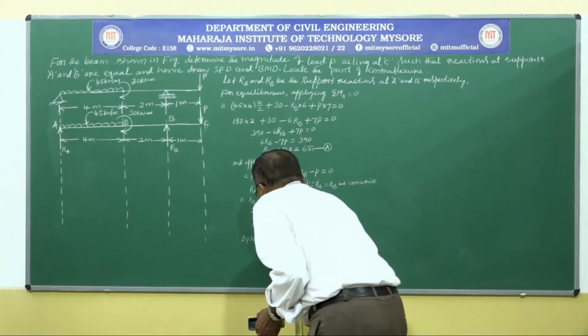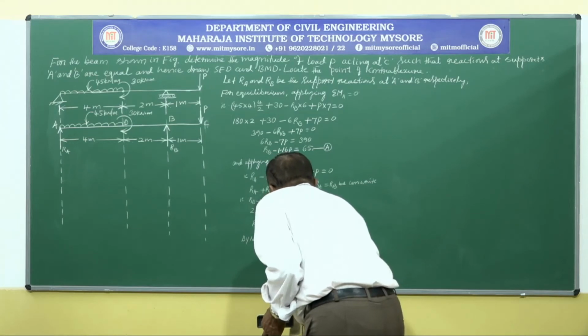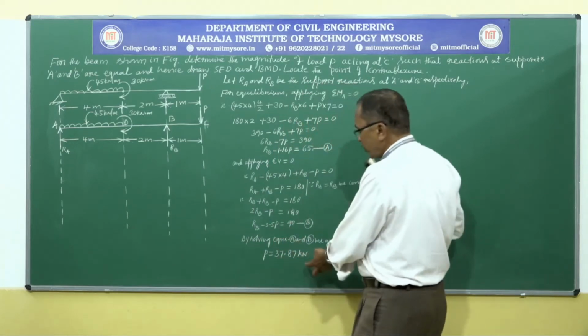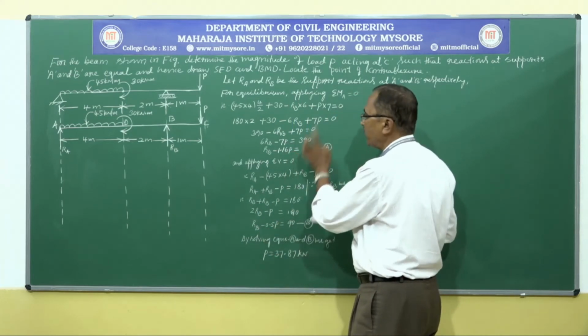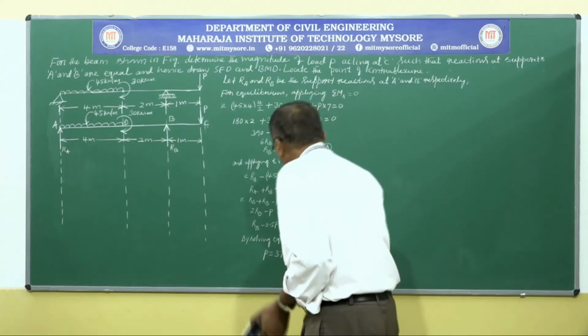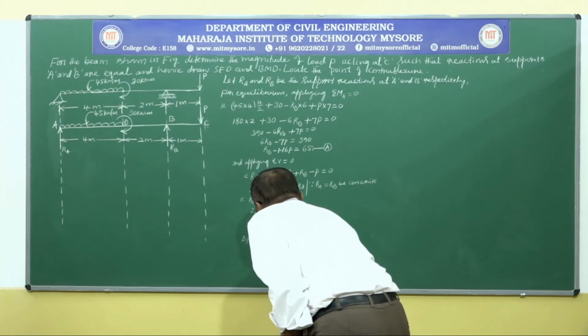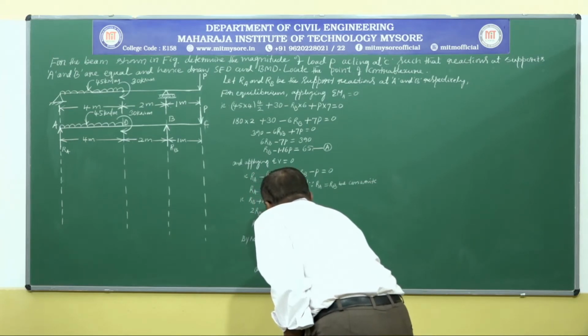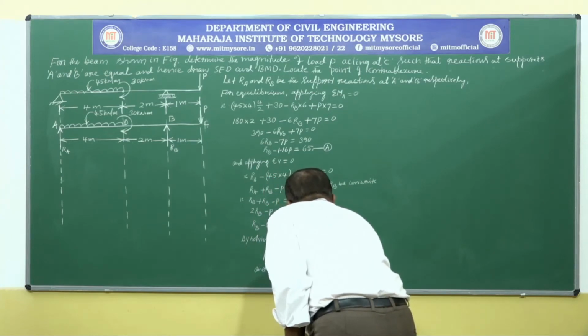So P is equal to 37.87 kilonewton, and by back substitution, if you substitute this P value in equation B or equation A, you will get RB is equal to 108.93 kilonewton, that's also equal to RA.